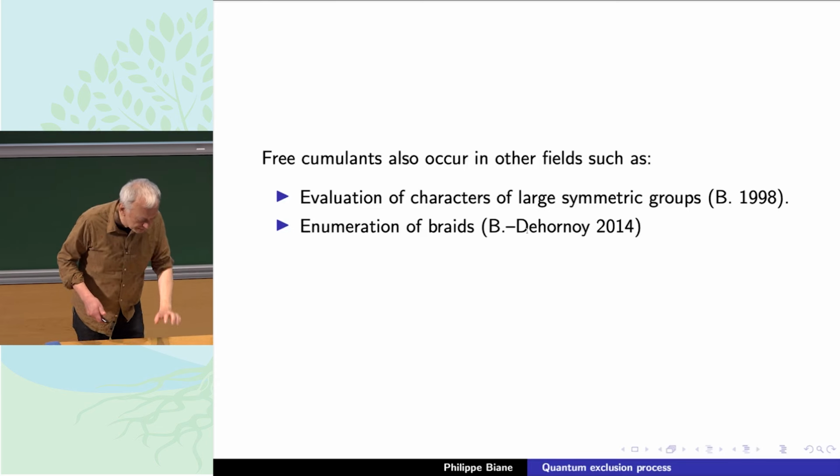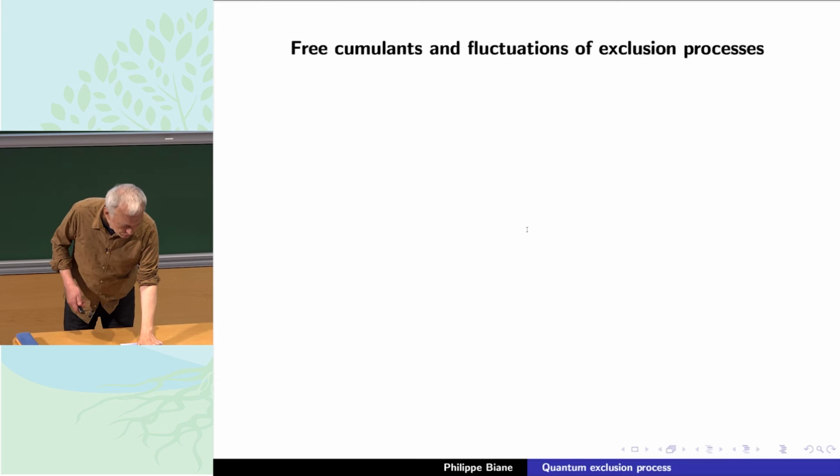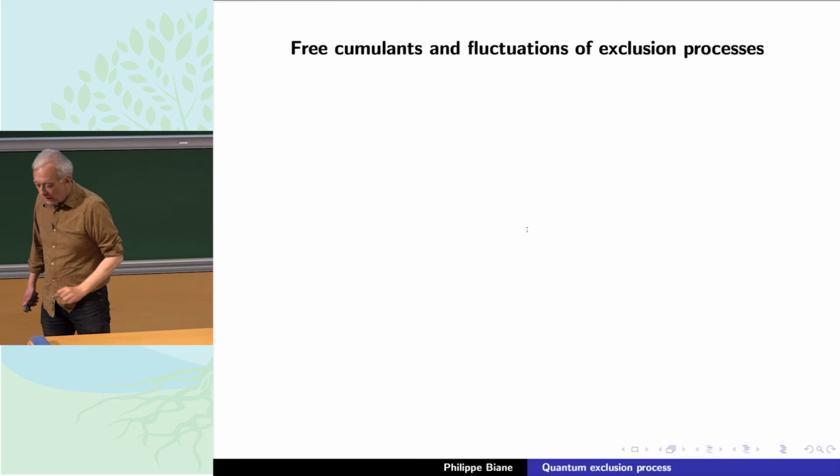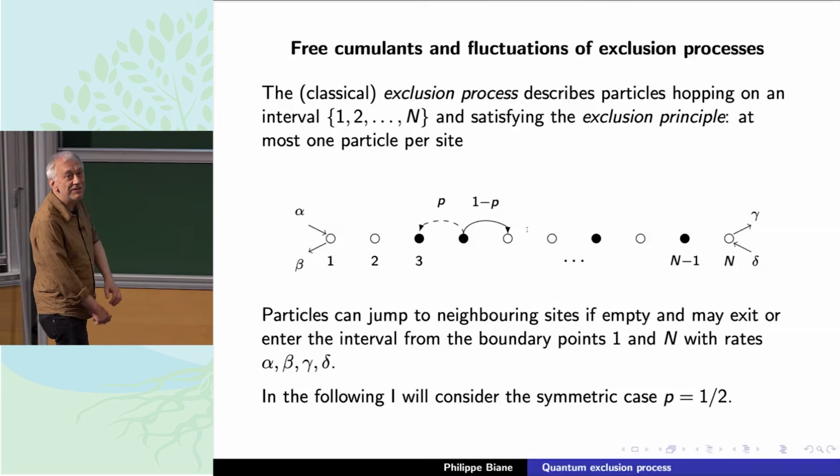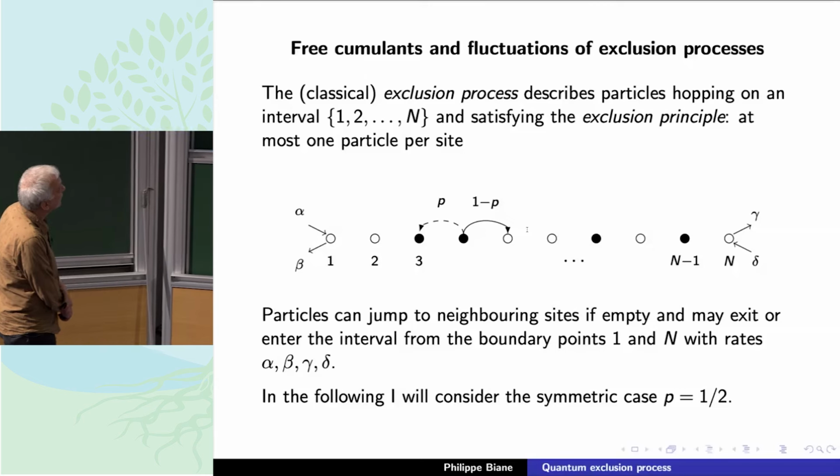But now what I want to do is to show you how free cumulants are related to the fluctuations in the exclusion process. Okay, so this is a recent work, so I will explain this. So first, a review of the classical exclusion process.